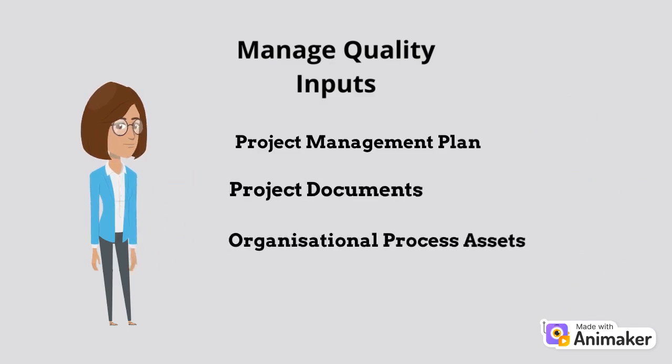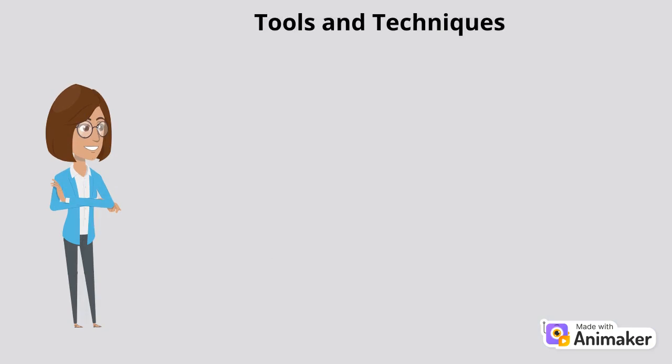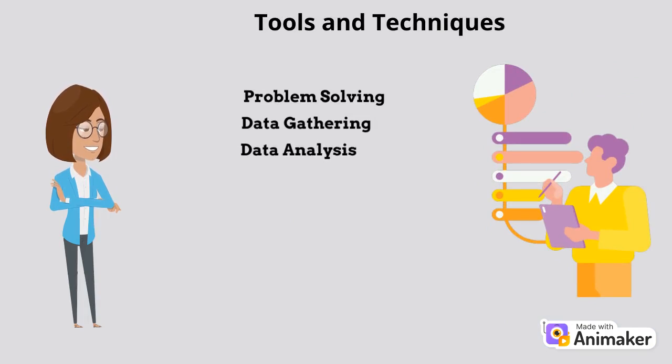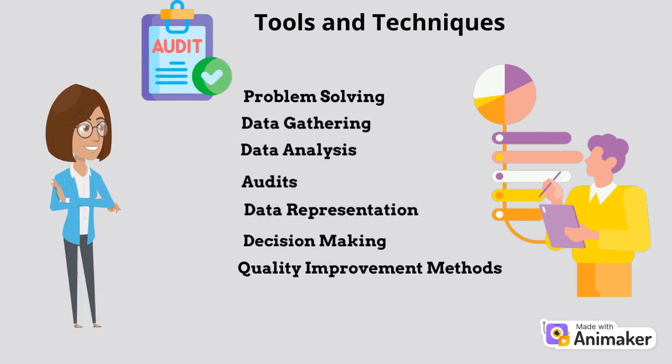We implement the quality management plan into practice during this process and put in a lot of effort to achieve quality metrics. All the established processes outlined in the plan are put into practice in this process. Internal and external audits are ongoing checks to make sure these processes are being implemented. We use the following tools and techniques for managing quality: problem solving, gathering data, data analysis, audits, data representation, decision making, and quality improvement methods.